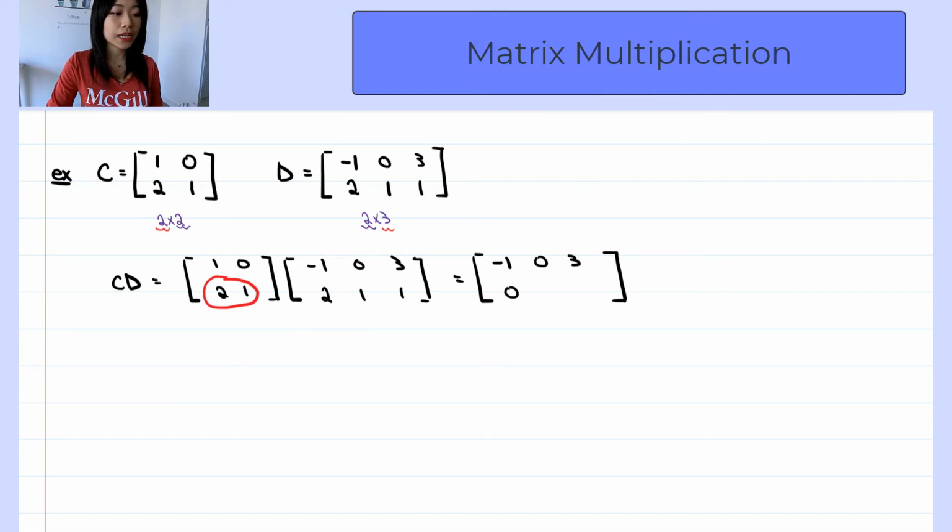Then the second element in the second row will be the second row times second column. So 2 times 0 plus 1 times 1. That is 1. And the last element, second row times the third column. So 2 times 3 plus 1 times 1. That is 7. So this will be the resultant matrix of C times D.